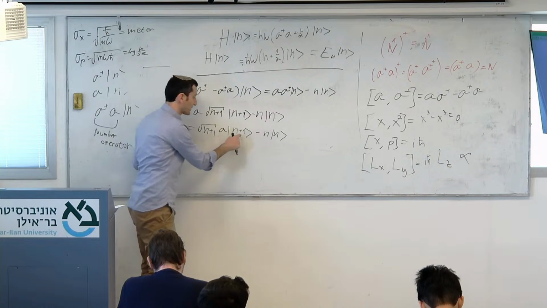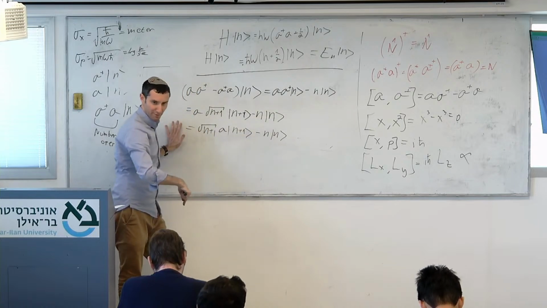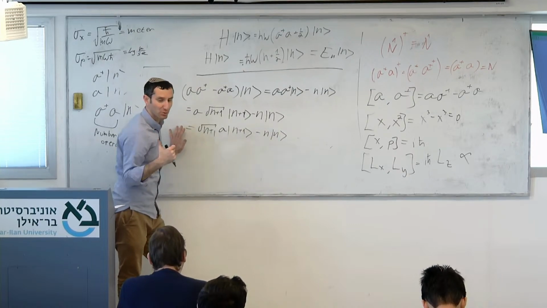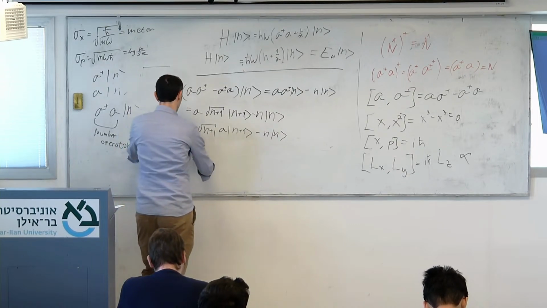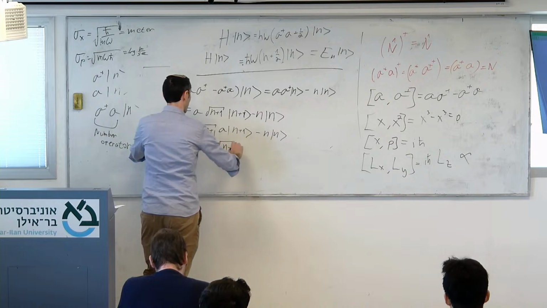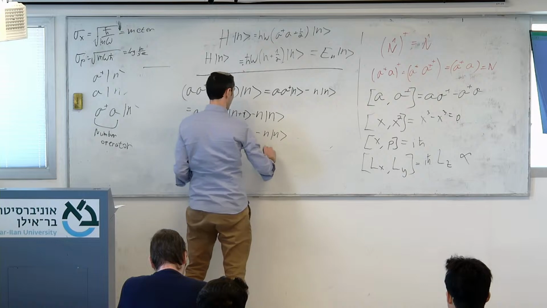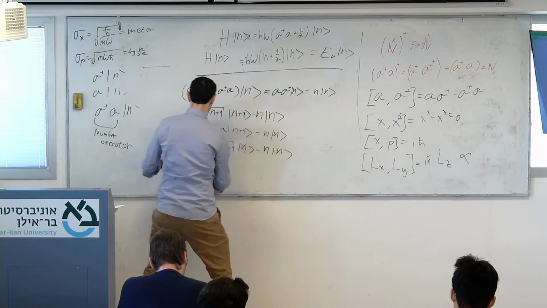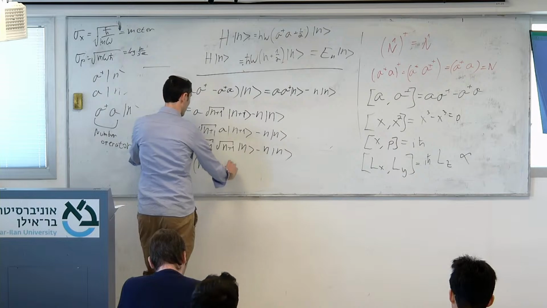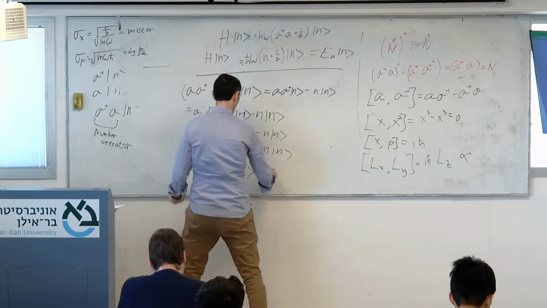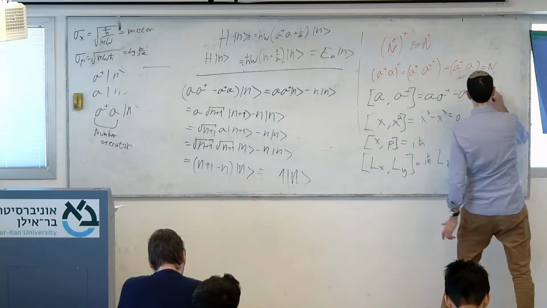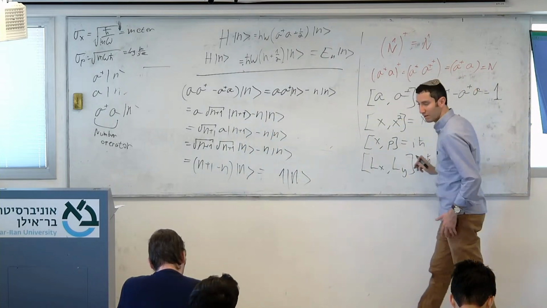Now when A acts on N plus 1, it brings me down a level, right? But it also gives me a constant. What is this constant? Therefore, square root of N plus 1 times square root of N plus 1 on N minus N, which gives me N plus 1 minus N on state N, which gives me 1 on state N. Therefore, this is equal to 1.